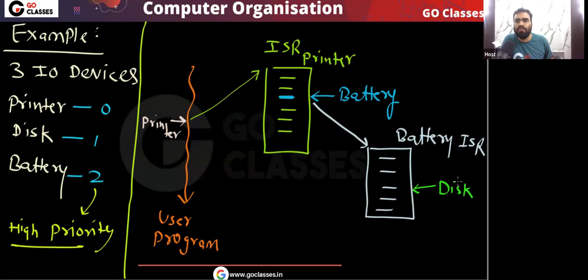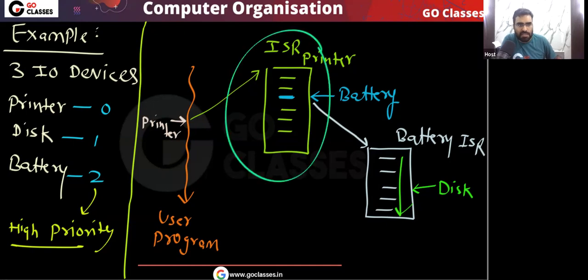It's not like we are removing this interrupt. It is not like the CPU is removing the interrupt. No, this interrupt is still there, but we will not service it. Now, after servicing this battery, then what will we do? After servicing this battery, we will go back to this printer ISR. Yes or no? Once this is complete, then what will we do?